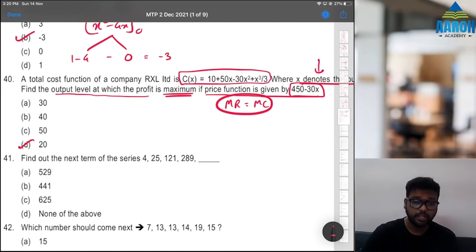So a good question. This MTP contained a lot of questions which were difficult. So I would suggest everyone to try out difficult questions and not skip any chapter if possible.